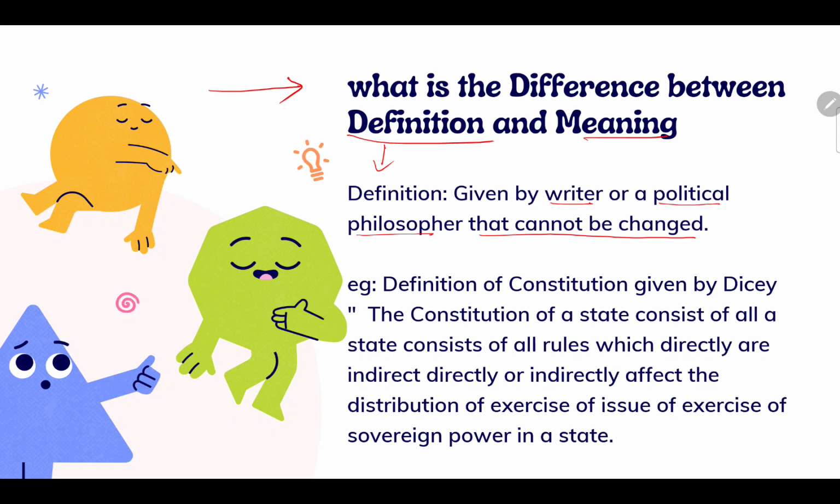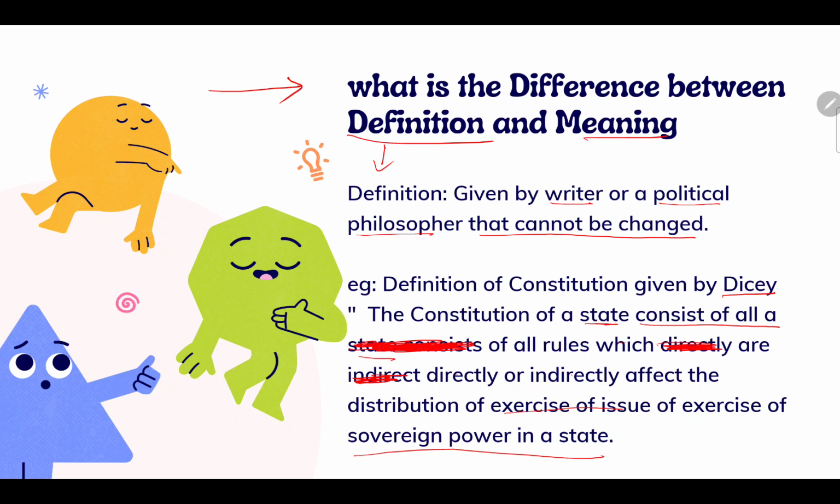I want to cite an example given by Dicey. The definition of constitution by Dicey: the constitution of a state consists of all rules which directly or indirectly affect the distribution or exercise of the sovereign power in a state.